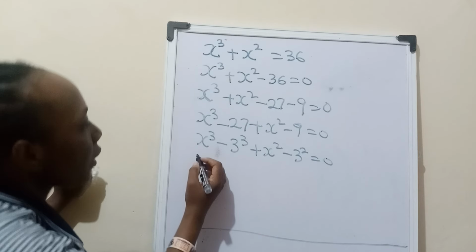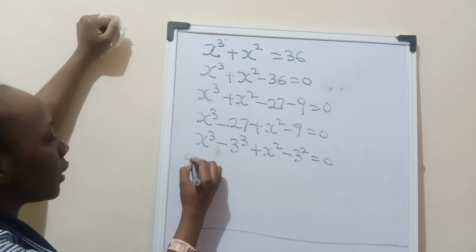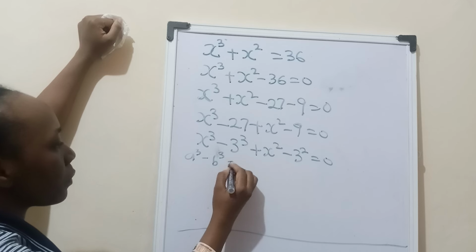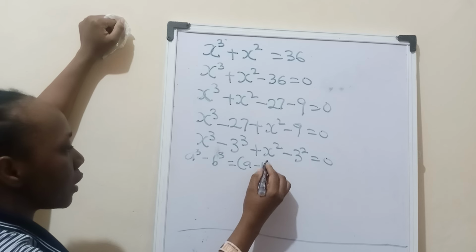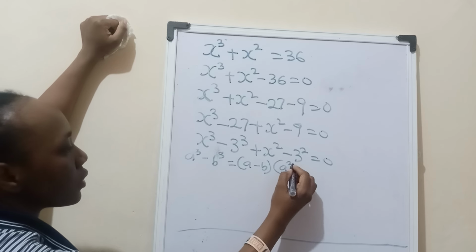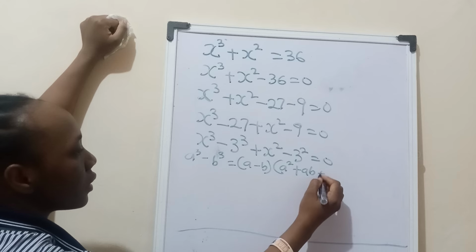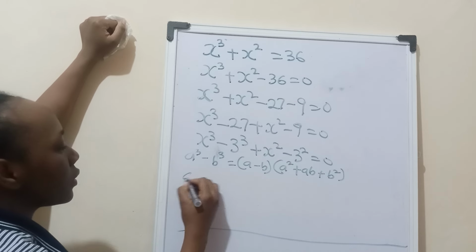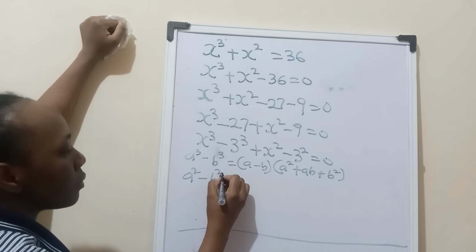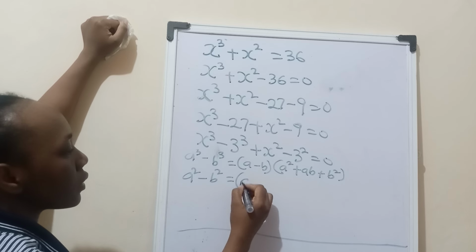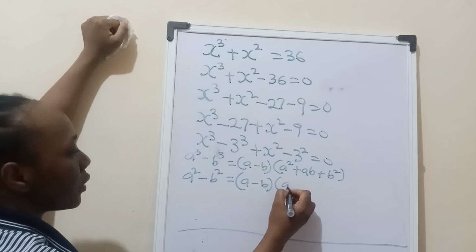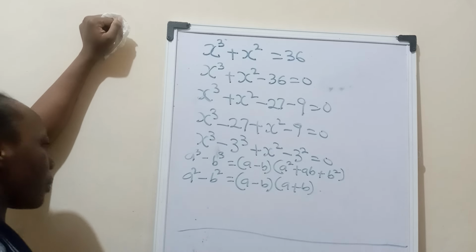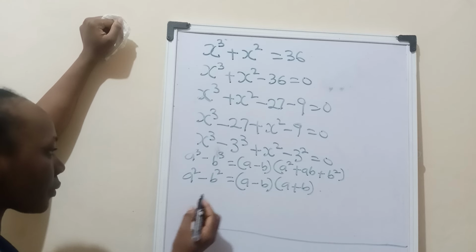Now, what we do is apply this expansion rule. It says a cubed minus b cubed equals a minus b in bracket a squared plus ab plus b squared. And then for this one, a squared minus b squared equals a minus b times a plus b, which is the difference of two squares. Okay, so we're going to use this to expand this equation.